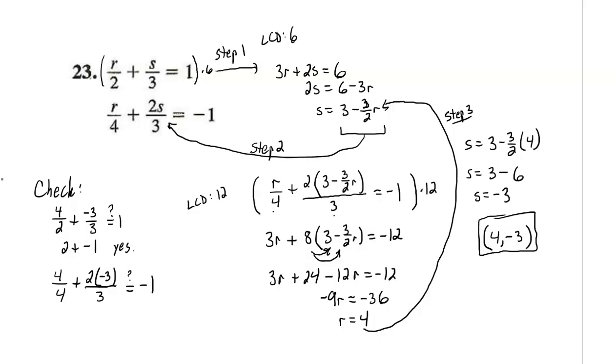Now actually work this out. Don't just assume that it's yes. Actually work it out. 4 divided by 4 makes 1. And 2 times -3 is -6. -6 divided by 3 is -2. 1 plus -2 is -1. This is yes.